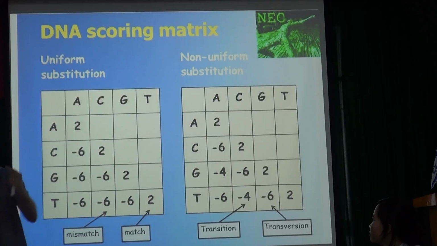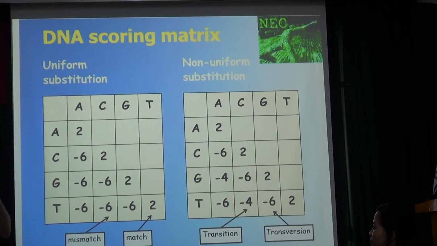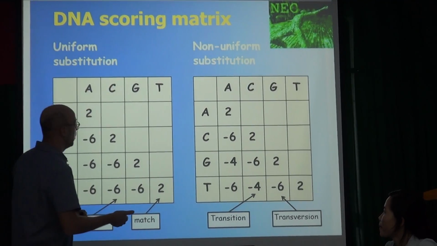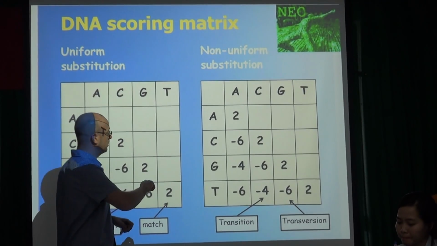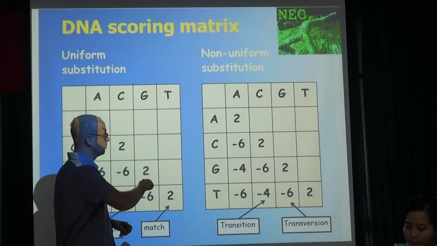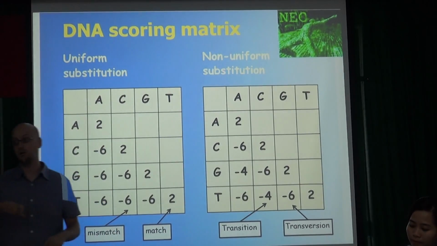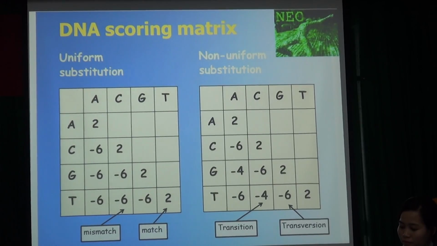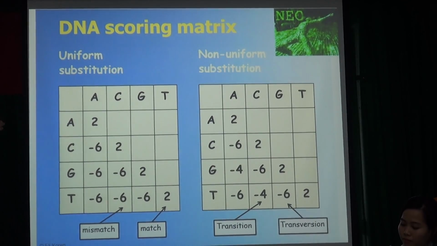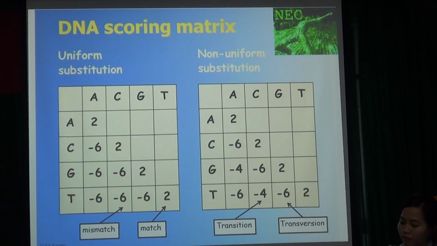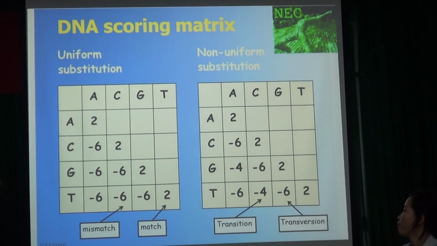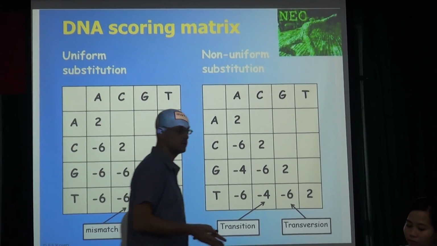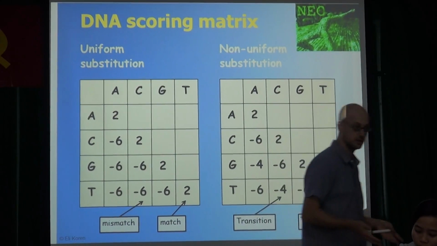Transition is the mismatch, the mutation of a purine with a purine or a pyrimidine with a pyrimidine. So A into G, G into A, C into T or T into C. That is called a transition. And that happens more often.